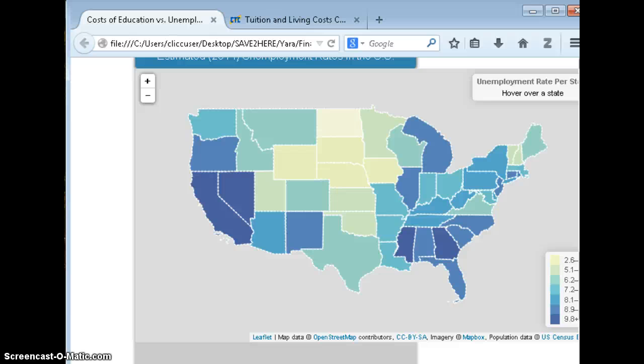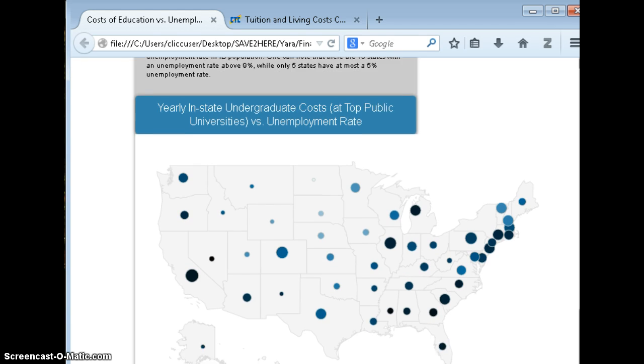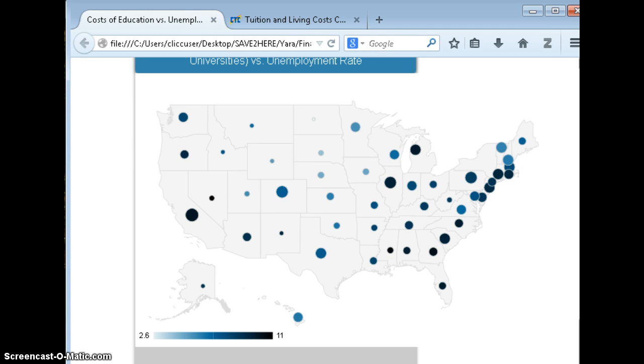The fourth map, right here, puts two variables side by side. The circles symbolize the cost of attendance of each state's top public university. The circle symbolizes the cost of attendance while the color symbolizes the unemployment rate. Once again, to add more complexity to the map, I used three colors in the legend: light blue, regular blue, and black.